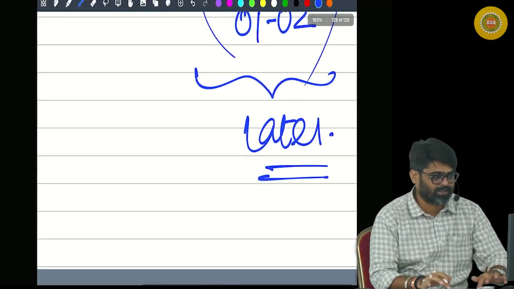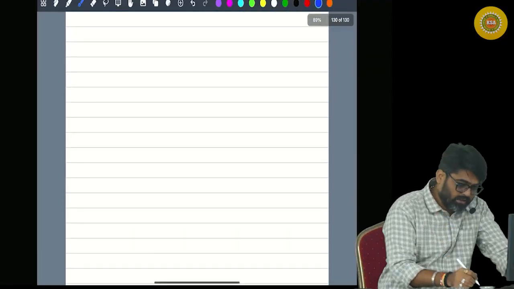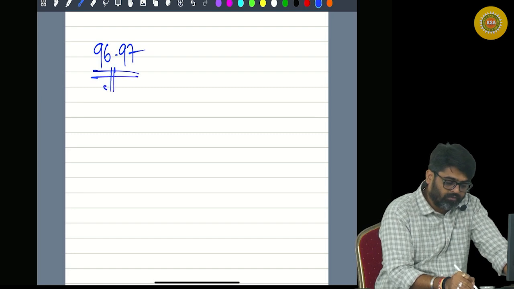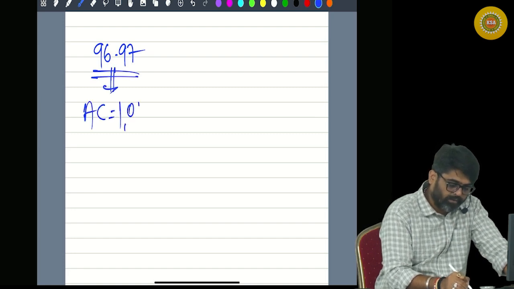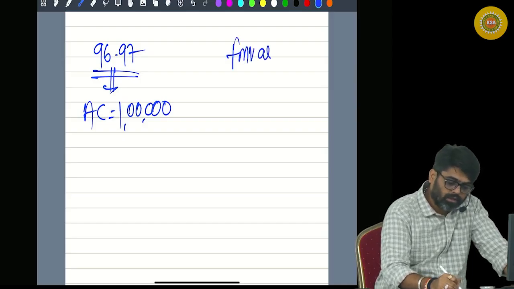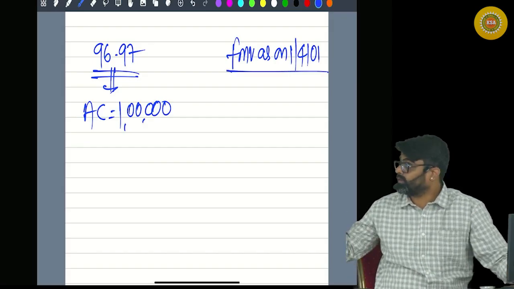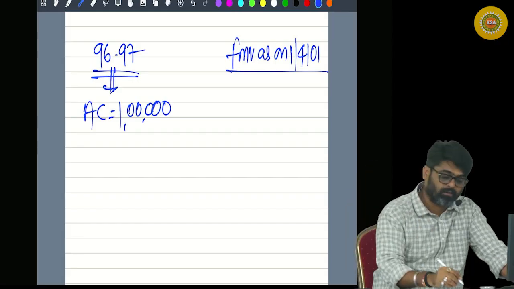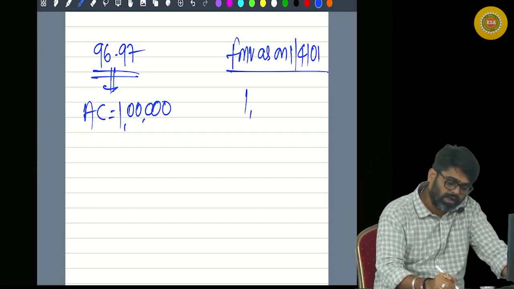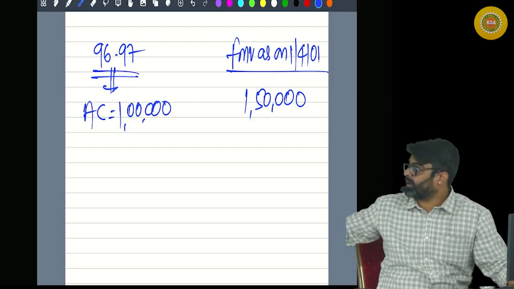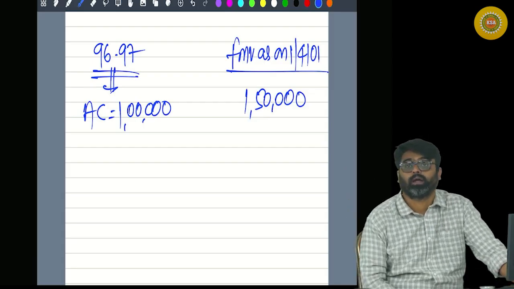Now understand the logic. If you understand this logic, you will love it. When did you acquire the asset? 96-97. What was the actual cost of your asset? 1 lakh. And the fair market value as on 1st April 2001. This option is given to you or not? If the asset was acquired prior to 1st April 2001, you get the option to take the fair market value. For example, the fair market value was 1,50,000, and the cost was 1 lakh. Do you get the option to take fair market value or cost, whichever is higher?